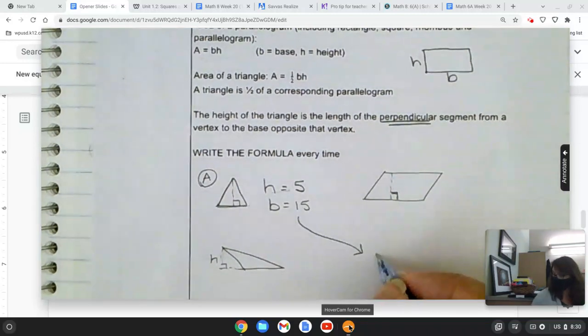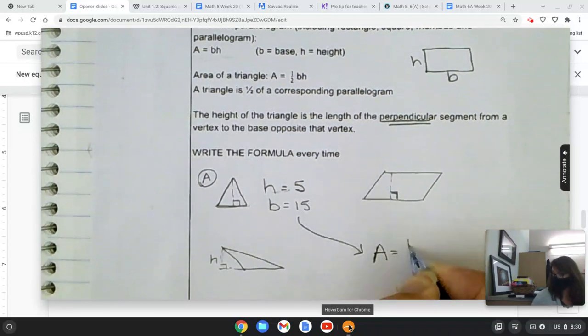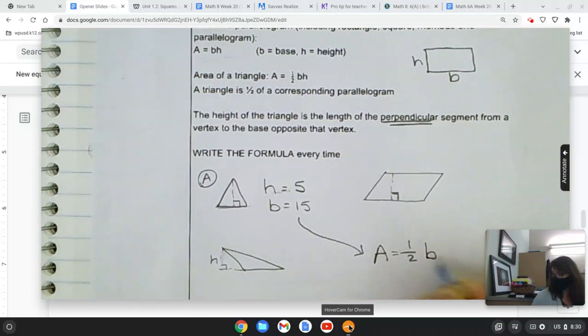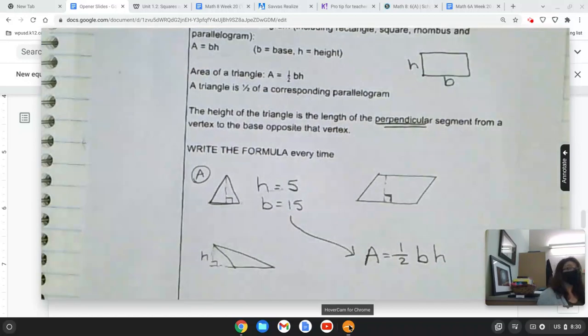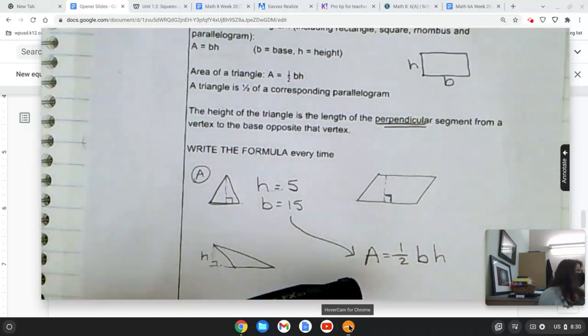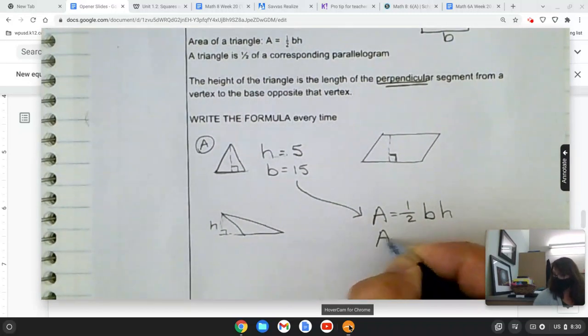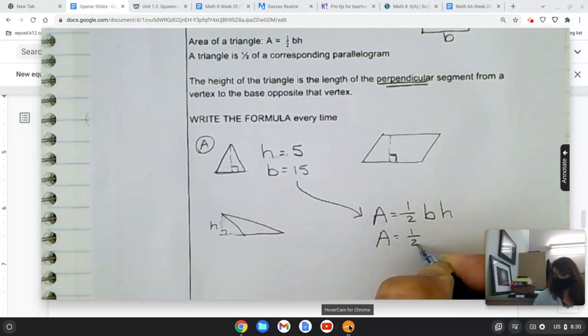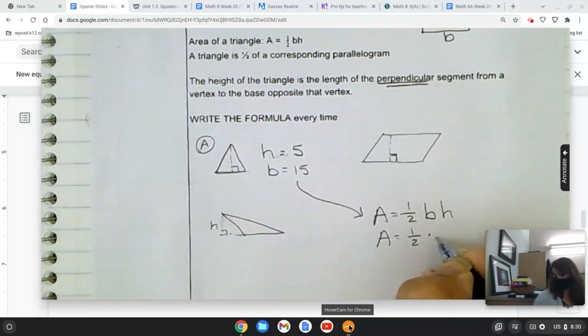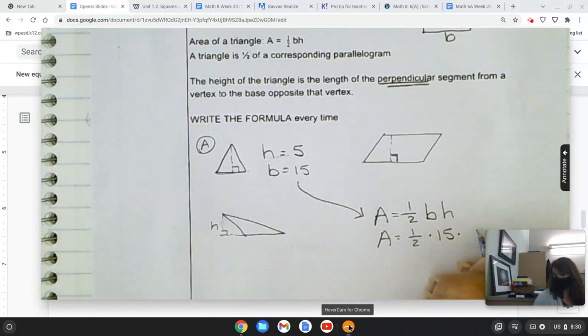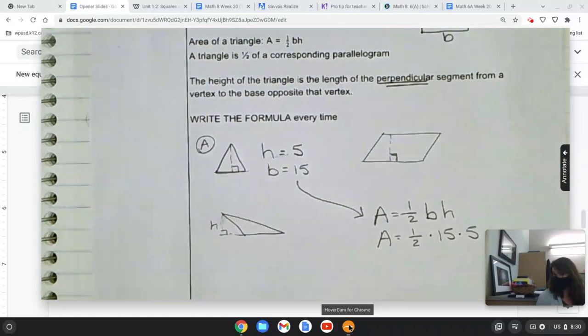Okay, so I'm going to write down the formula. Area equals 1/2 times the base times the height. Every time you do a problem, you need to be writing down the formula. Every time. Then I'm going to put in the numbers. Area equals 1/2 times 15 times 5.